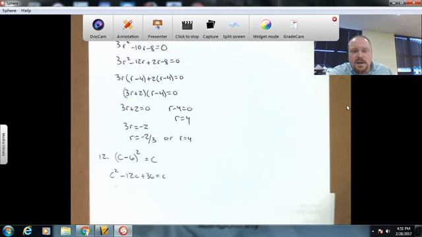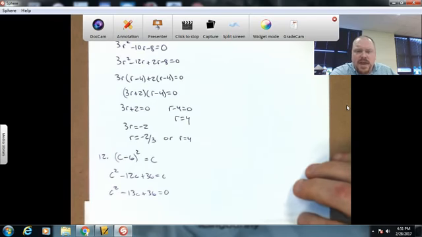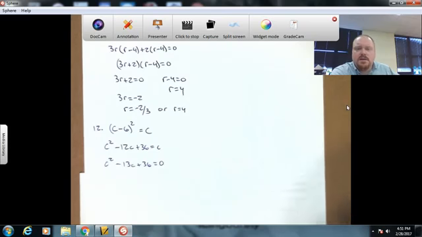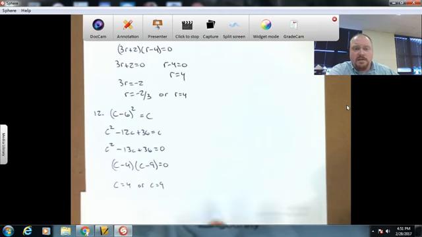And then I moved this c to the other side. So numbers that multiply together to give me 36, but add together to give me negative 13. That would be negative 4 and negative 9. So set each group equal to 0. And there you go. Now, it is definitely helpful to plug these numbers in and make sure that they both work. In this case, I know for a fact they both do. But it never hurts to check.